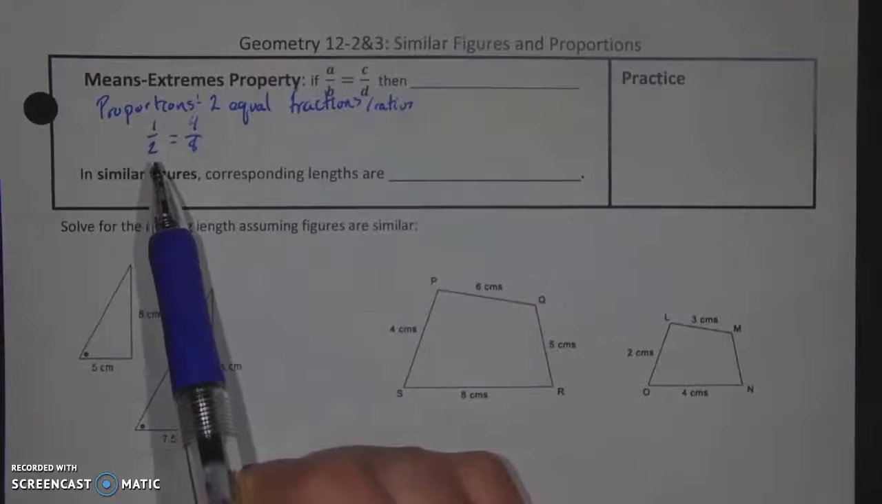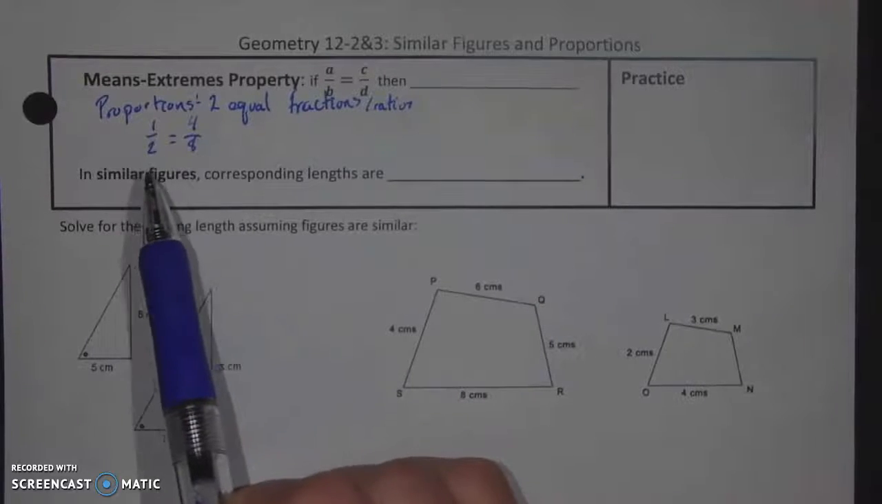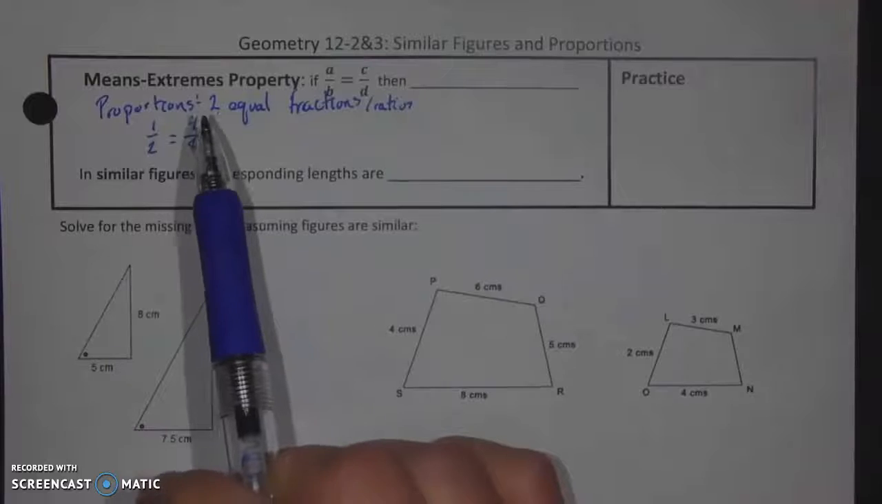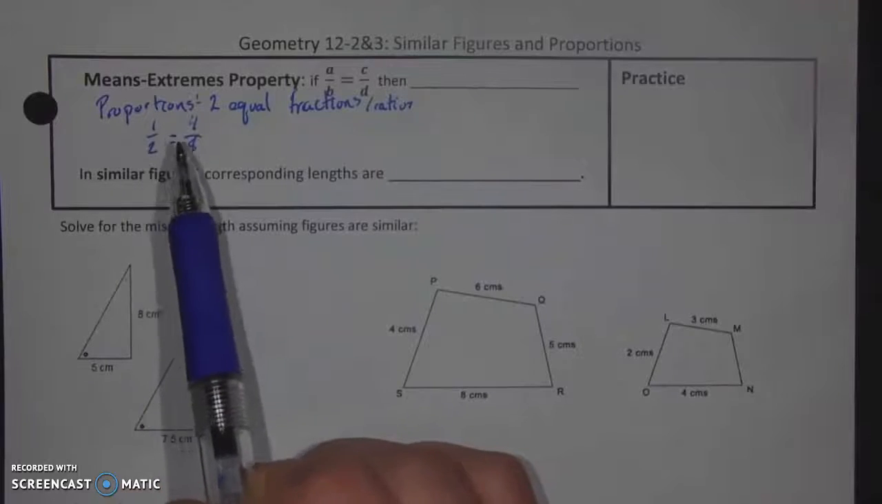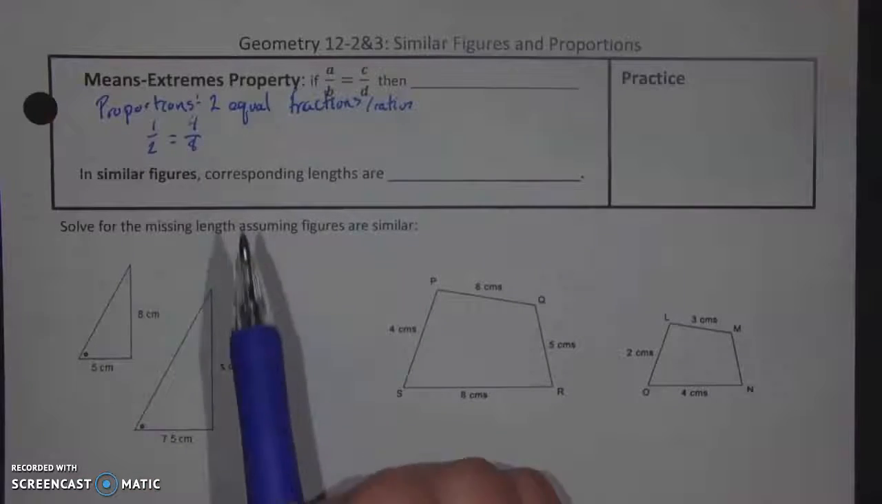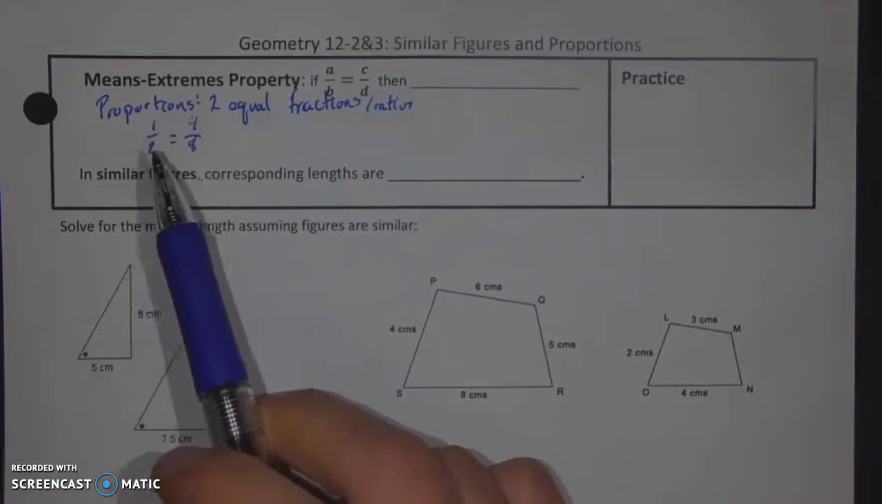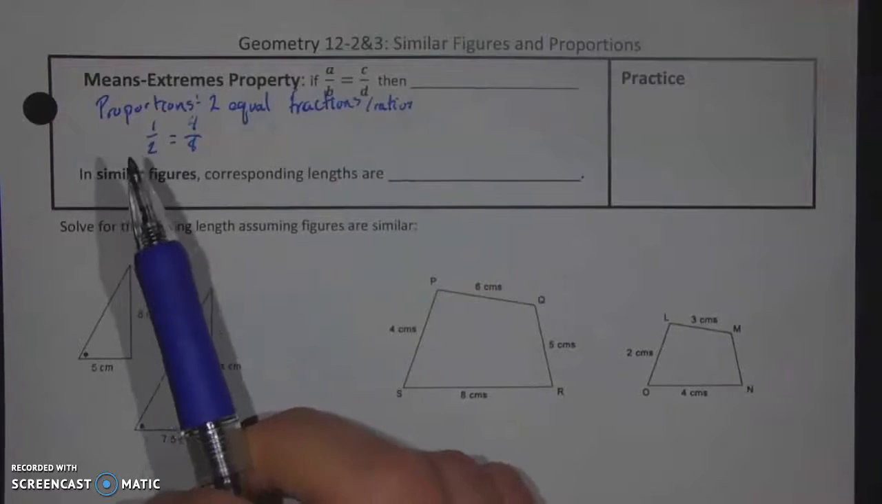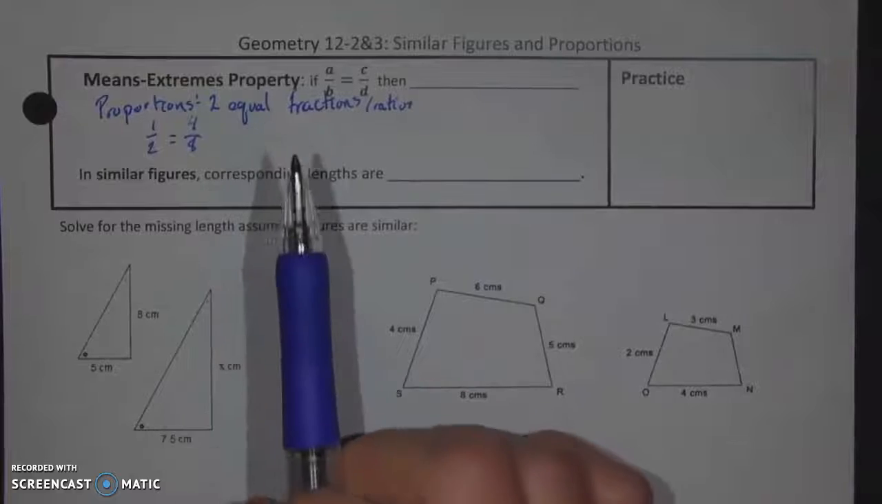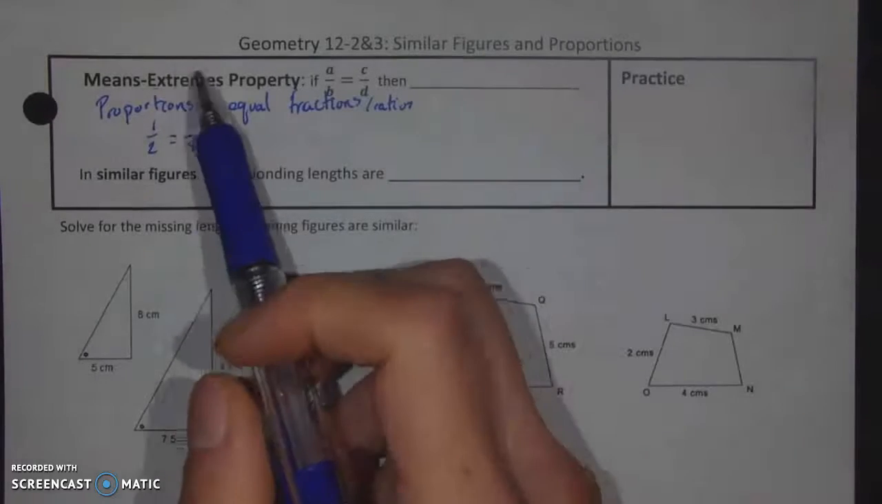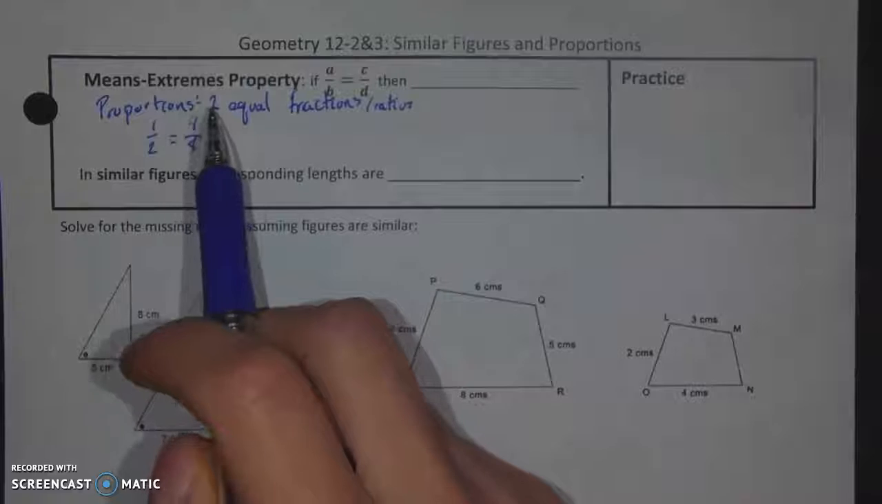Things like 1/2 is equal to 4/8 are considered proportions. Even though they look different, it has the same relationship between these two numbers as these two numbers. And we can use proportions to draw a lot of conclusions and also to find missing pieces of information. And our most common tool for that is what's called the means extremes property.